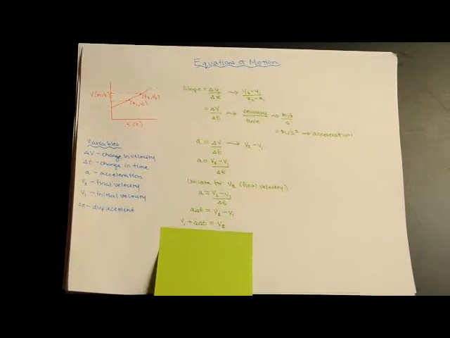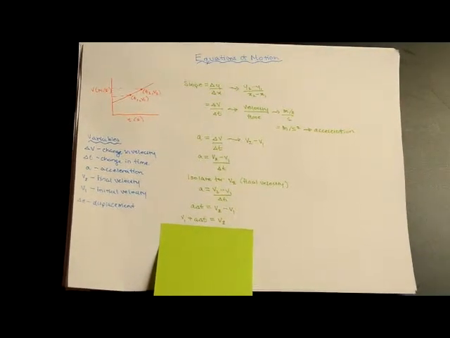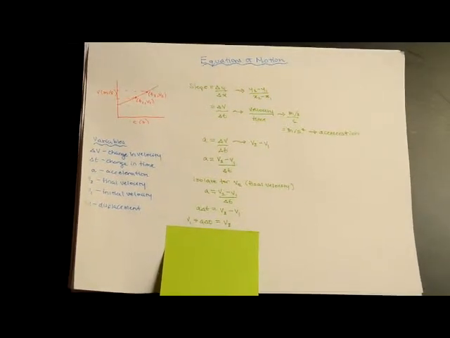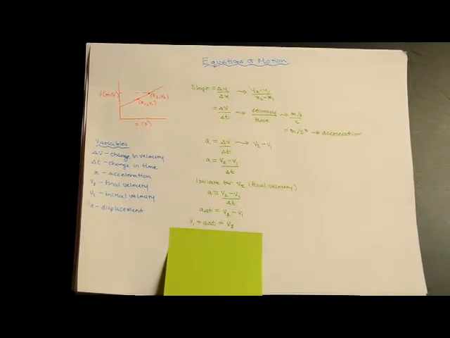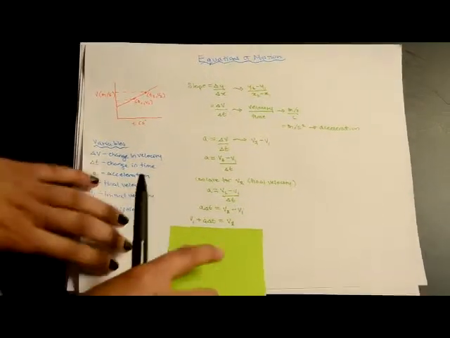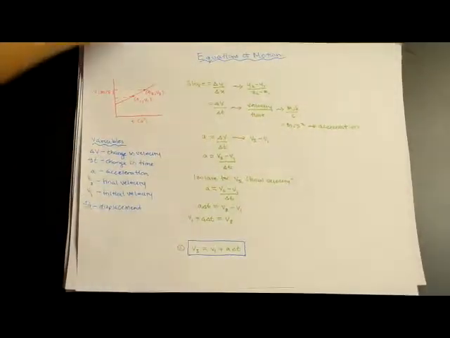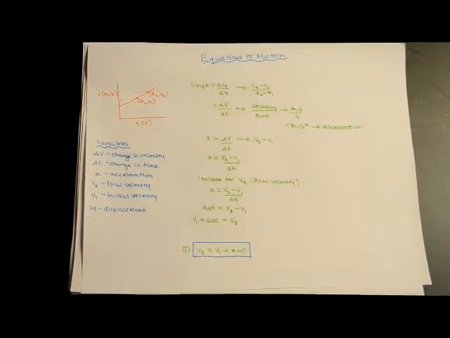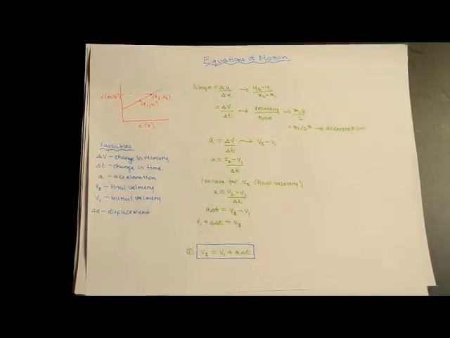To do this, we want to multiply both sides by delta t, which gives us a times delta t equals v2 minus v1. Finally, we move v1 to the opposite side in order to get v2 by itself. The final equation that can be used when finding the final velocity is v2 equals v1 plus acceleration times delta t.